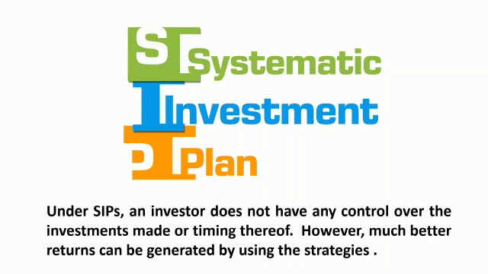Under systematic investment plans, an investor does not have any control over the investments made or timing thereof. However, much better returns can be generated by using the strategies. Say, we are going to discuss strategy 1.